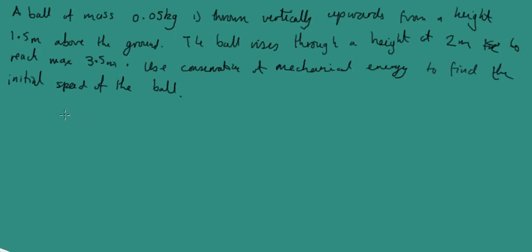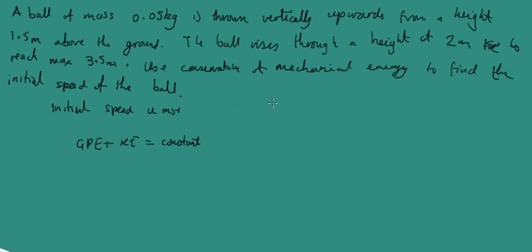So there's no mention of any kind of air resistance, so we assume that it is a closed system of conservative forces, therefore we don't need to worry about friction or air resistance. So we're going to say the initial speed is u meters per second. The gravitational potential energy plus the kinetic energy equals a constant. So we're going to measure the heights from ground level.